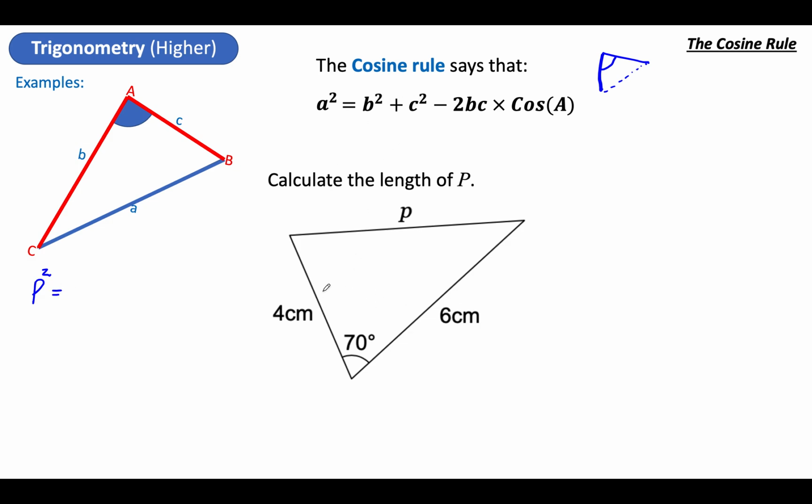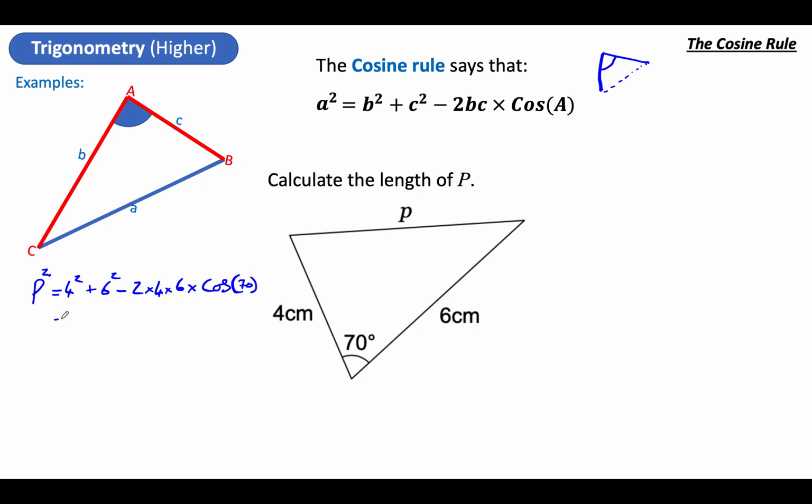Now, you might think, well, which side's b and which side's c? It doesn't actually matter. b could be this one or it could be this one. It just means the other two sides, right? So let's take those, and we'll square one of them, and we'll square the other one. And remember, we're adding, and then we take away 2 times b times c. Again, it doesn't really matter which is which. Might as well stick them in the same order. 2 times 4 times 6 times the cos of a. a is the angle between them, so 70.